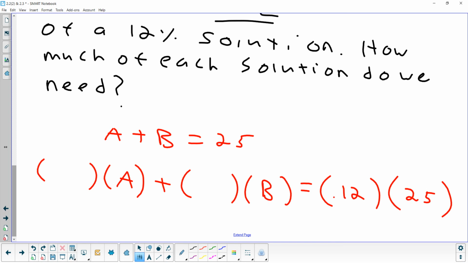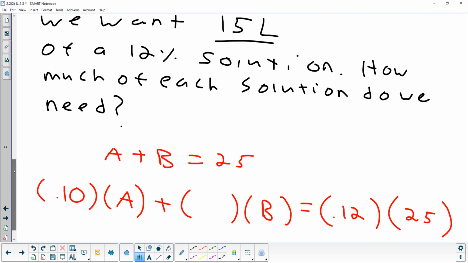What's the concentration of solution A? Francesca? Is it 0.10? Yep. So 0.10 or 0.1, same thing. And what's the concentration of solution B? So Casey. 0.25. Oh, I think I missed that. I mixed that up. Sorry.